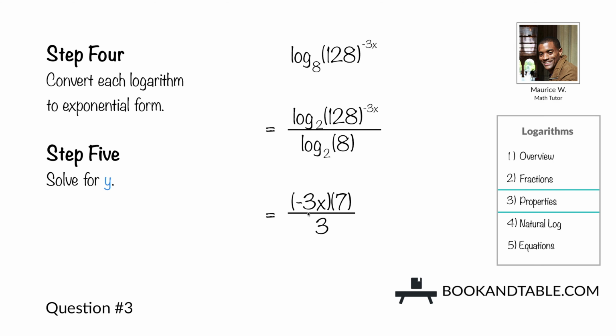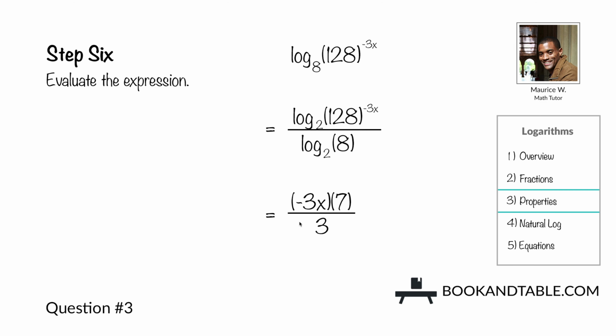So we wind up with negative 3x times 7 over 3. And now we can evaluate the expression. Negative 3x times 7 is negative 21x. And negative 21 divided by 3 is negative 7. So we find that log base 8 of 128 raised to a power of negative 3x is equal to negative 7x.